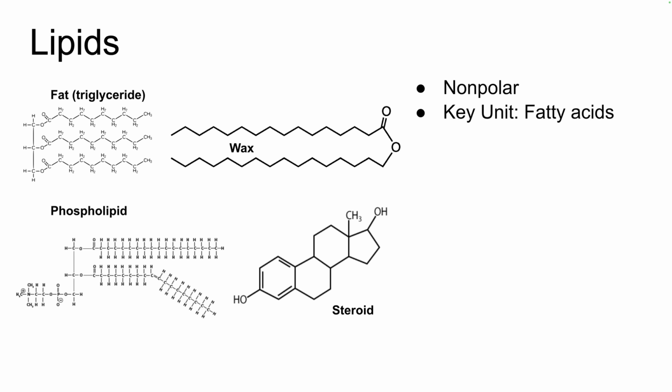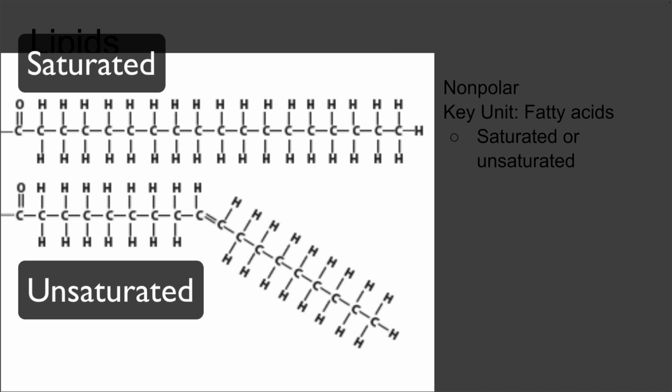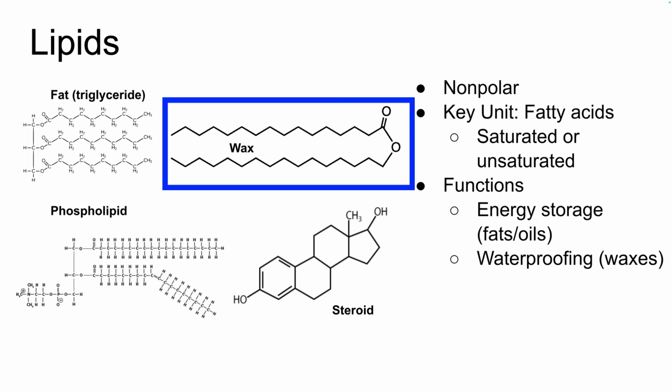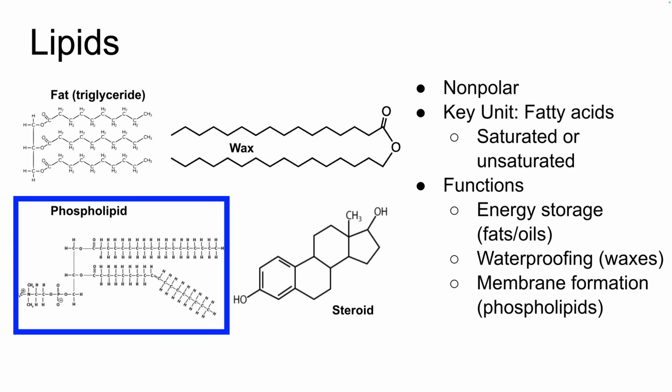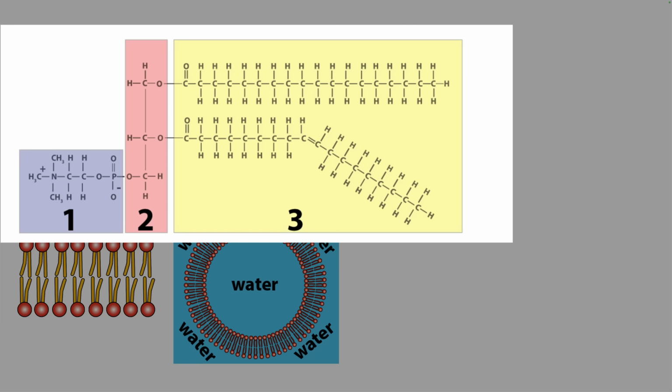Lipids are nonpolar. Their key unit is the fatty acid. They can be saturated or unsaturated. Saturated fatty acids are more solid. Unsaturated fatty acids, which have bends and kinks, are more liquid. Their functions include energy storage in the fats and oils, waterproofing in waxes, membrane formation in phospholipids, and signaling in steroids. Phospholipids have a dual nature.